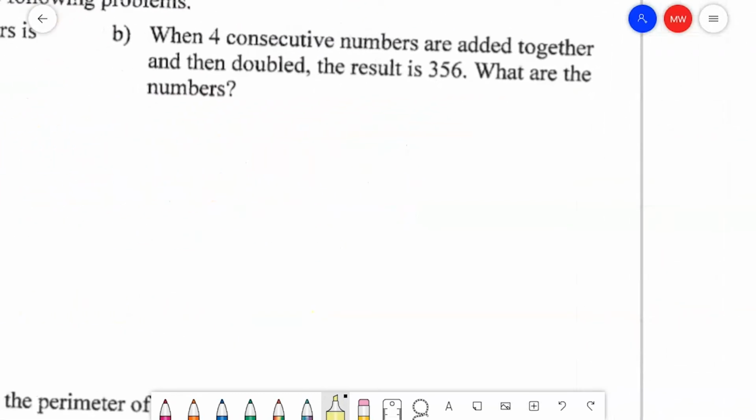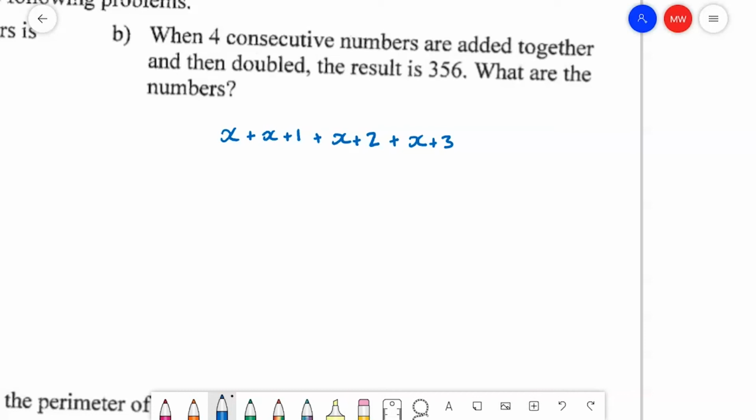Question 4, we've got consecutive numbers again. These ones aren't odd or even though. These are just one number after the other. Just think 1, 2, 3, 4. And this time there's 4 of them. So the first number can be called x or whatever letter you like. The next one will be 1 higher than x. The next one will be 2 higher than x. And the last one will be 3 higher than x.